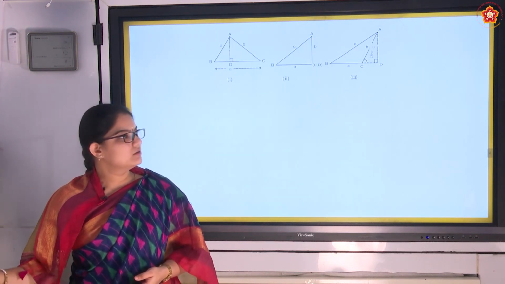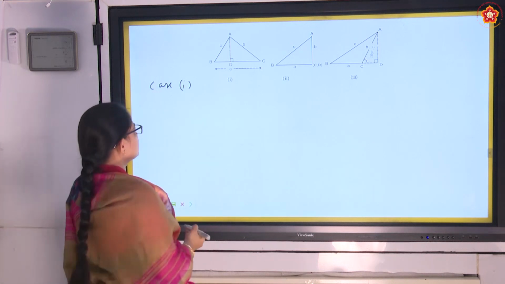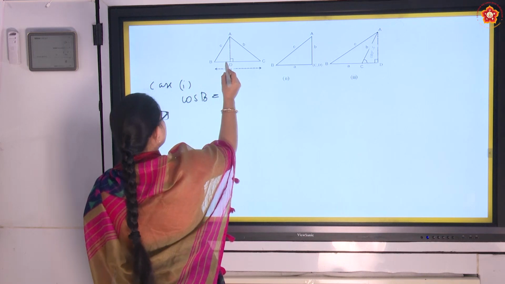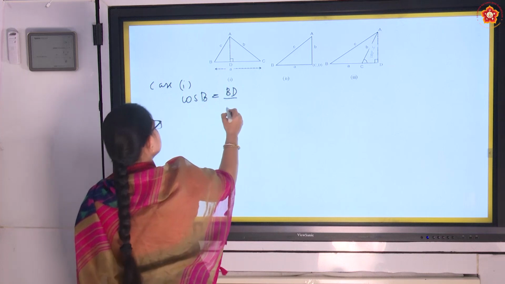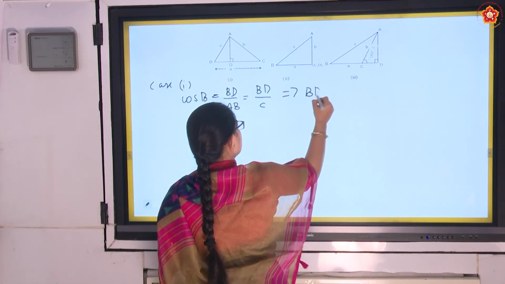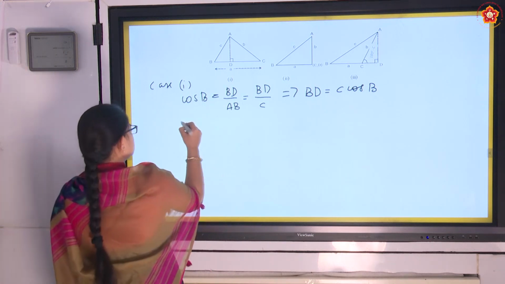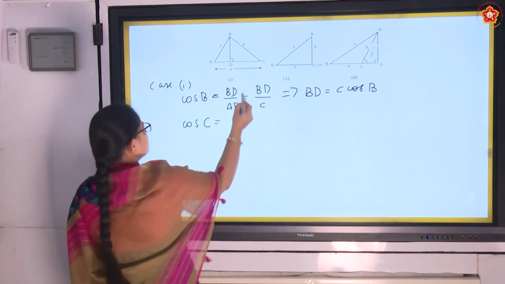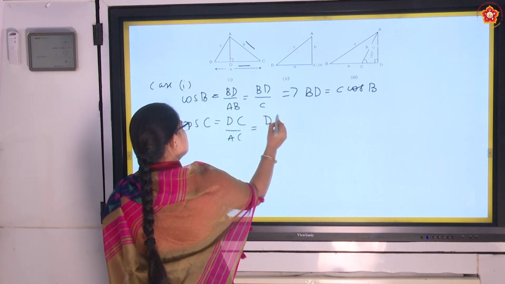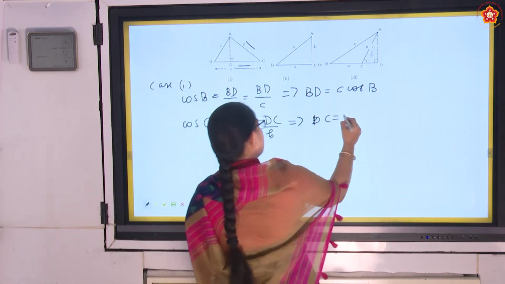Now let us prove that. In case 1, let us first find cos B. Cos B is adjacent by hypotenuse, the adjacent side is BD, so BD by hypotenuse AB, which is BD by c. This implies BD is equal to c cos B. Now let us find cos C. Cos C is adjacent side divided by hypotenuse, that is DC by AC, which is DC by b. This implies DC is equal to b cos C.